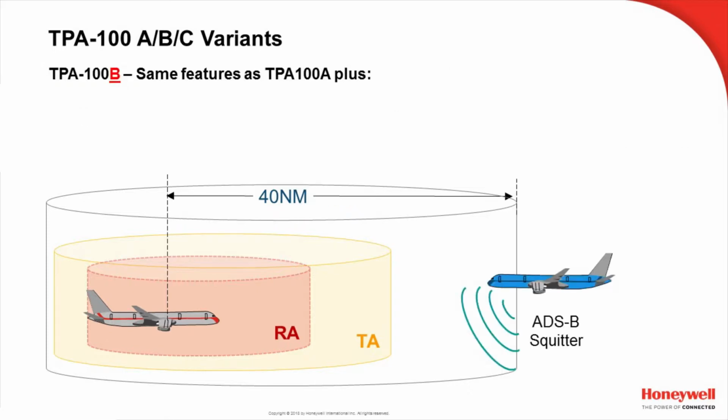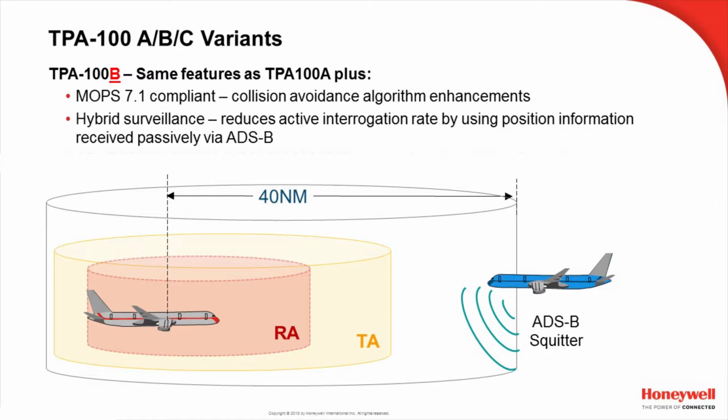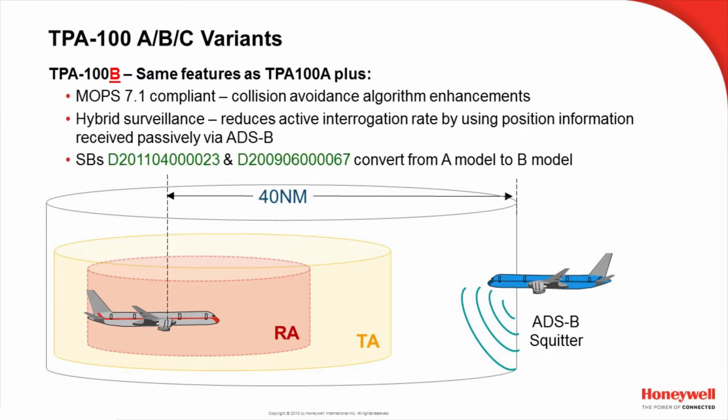So the B variant, TPA-100B. This particular model is MOPS 7.1 compliant. It has some collision avoidance algorithm enhancements. This is all the software computation inside. It also adds hybrid surveillance functionality. It will reduce the active interrogation rate by using position information we passively receive from other aircraft via ADS-B. Now remember, reducing the active interrogation rate is important because we have up to 100 interrogations a second. So we want to be efficient with our airspace. We have 2 service bulletins depending upon the part number of TCAS processor that you have, which will convert from an A model to a B model.